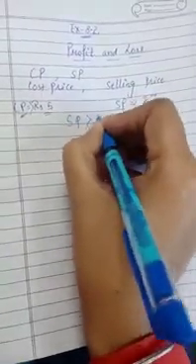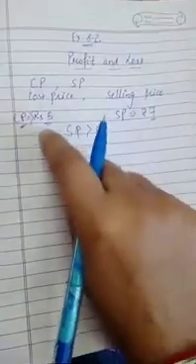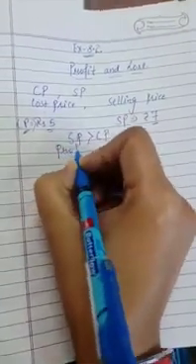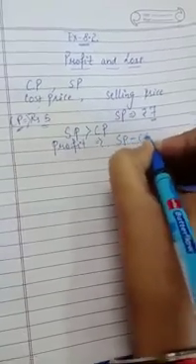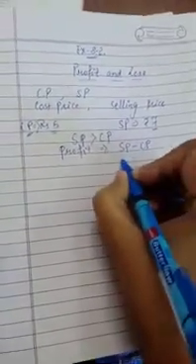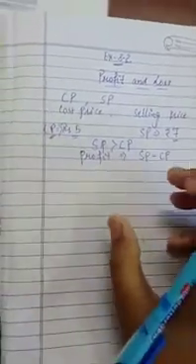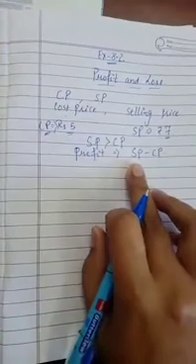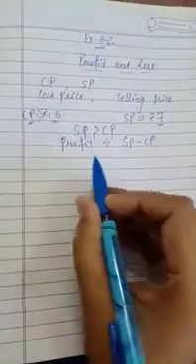Profit means when SP is greater than CP, whenever your selling price is greater than your cost price, this depicts the profit. So we will write here profit is equal to SP minus CP, selling price minus cost price. Whenever the cost price is less than the selling price, this refers to a profit.